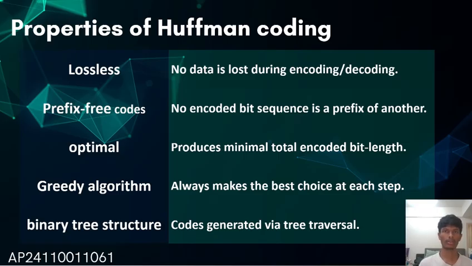And finally, Huffman coding uses a binary tree structure. The codes are generated through tree traversal, where going left or right adds bits to form the code words. So overall, Huffman coding is extremely important because it provides efficient, lossless compression and is backed by strong properties such as optimality, prefix-free codes, greedy construction, and a clear binary tree representation.